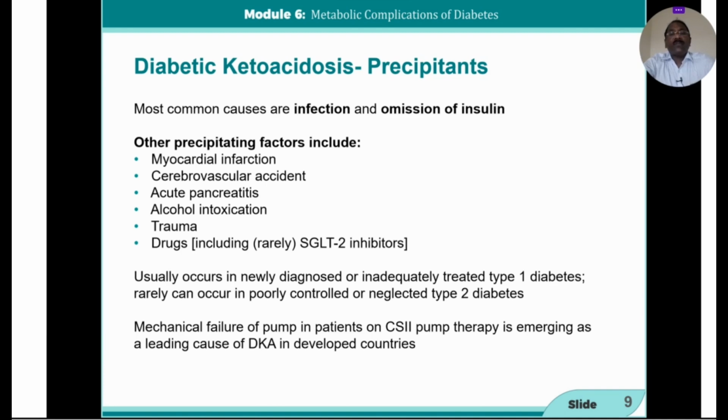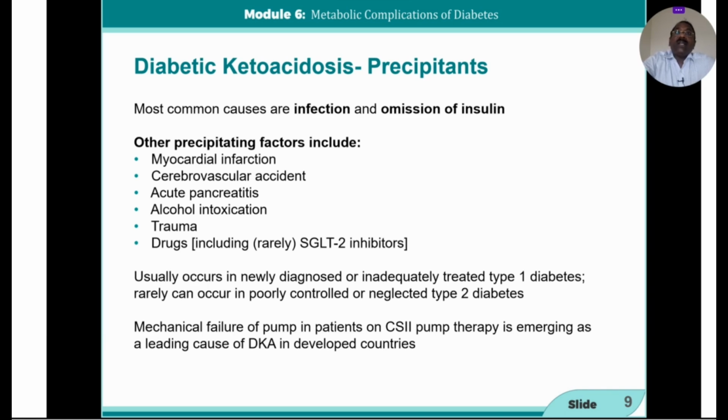What are the other precipitating factors? Myocardial infarction, CVA, acute pancreatitis, alcohol intoxication, trauma, and drugs. As I told you, SGLT2 inhibitors, etc. So these are the other precipitating factors. The two important precipitating factors are infections and omission of insulin, and the others are myocardial infarction or CVA or acute pancreatitis, alcohol intoxication, etc. So that is the reason now, some people who are diabetic, when they get a myocardial infarction, get admitted in the cardiac ICUs.